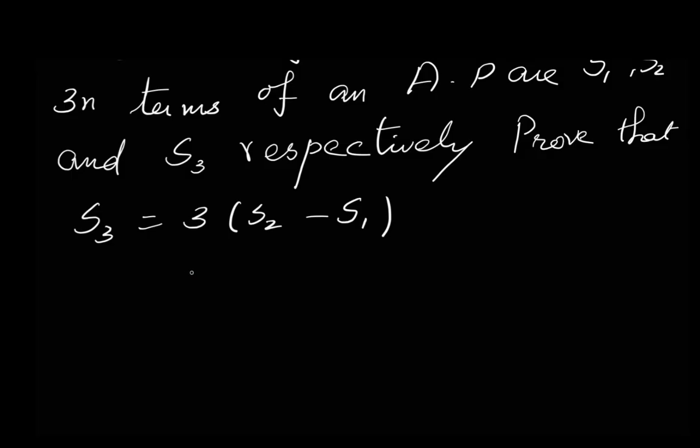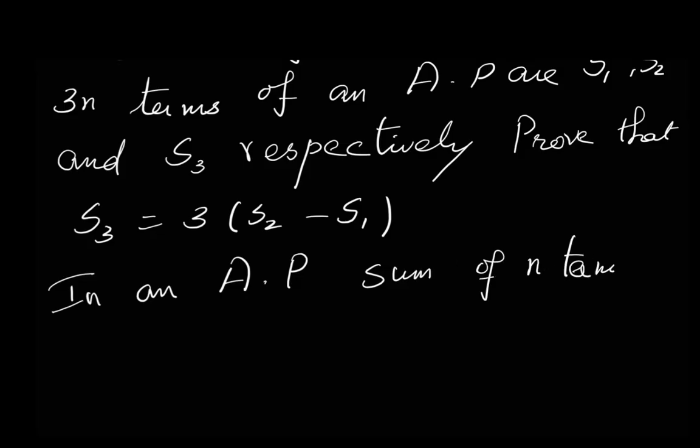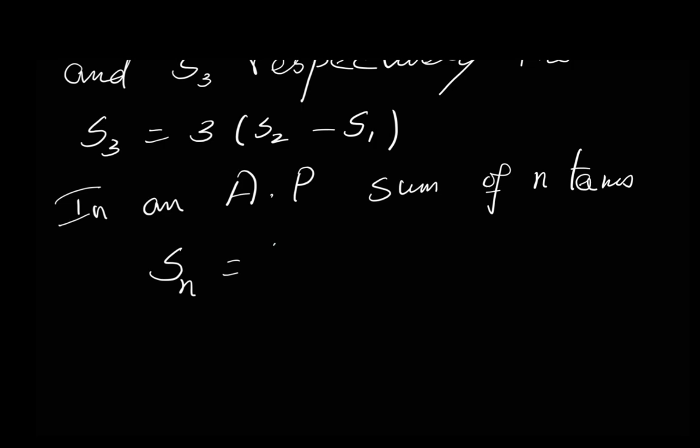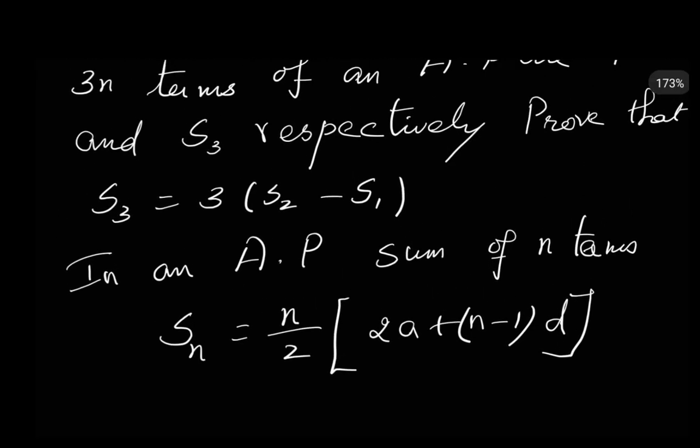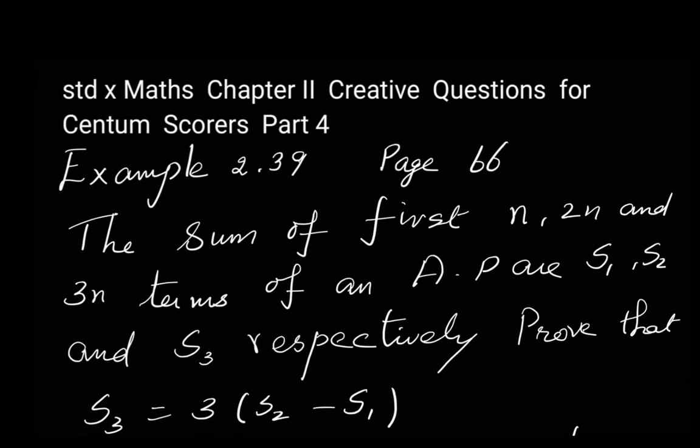First, the sum of n terms in an AP is given by the formula Sn equal to n by 2 into (2a plus (n minus 1) into d). This is the formula given for you. So now take the given concepts.